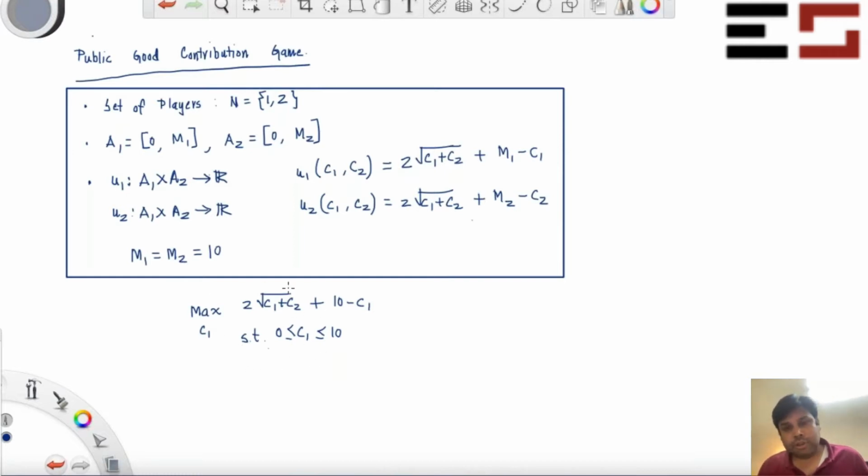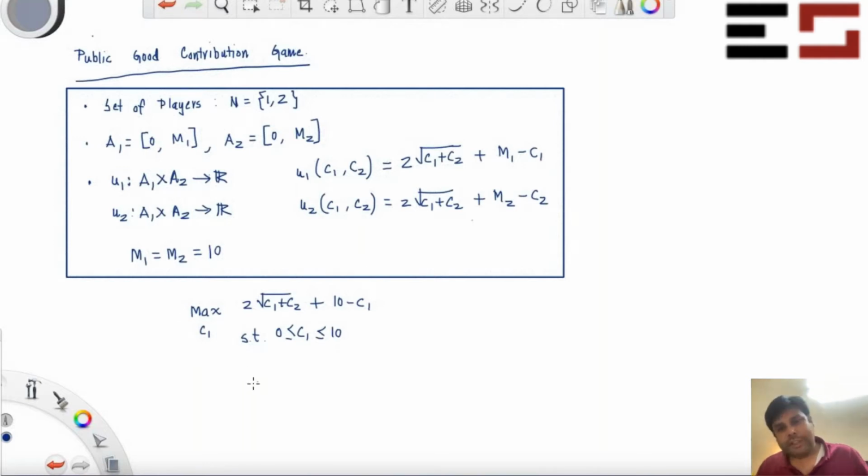Okay, so you solve this problem, and then you will get the optimal value of C1 as a function of C2, because when you're solving this problem, you are holding C2 fixed. You are taking C2 as given. You are only choosing C1. So whatever solution you're going to get will be a function of C2. Is that clear? That's known as the best response function.